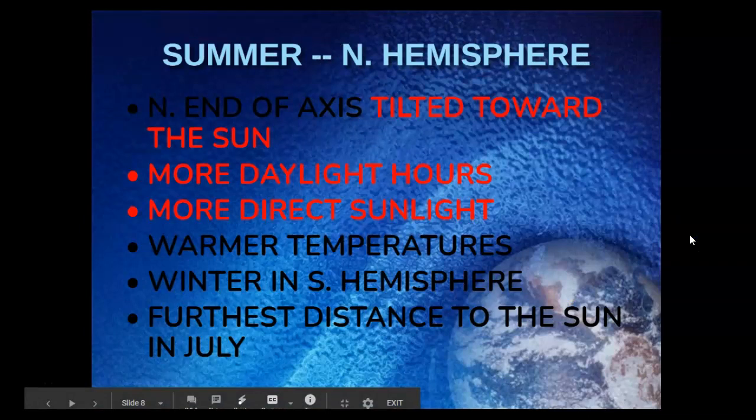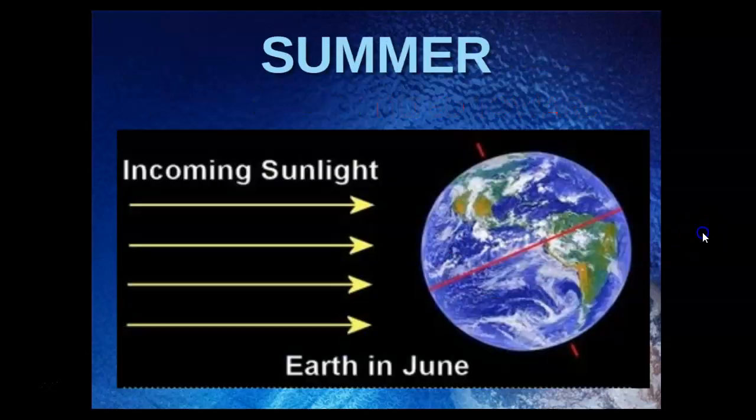Well, in summer, the north end of the axis is tilted towards the sun. Because of this, we end up with more daylight hours. Think about it. When it's summertime, you can stay outside a really long time because it doesn't get dark until like 8 o'clock. The north end is also getting more direct sunlight because it is tilted towards the sun, which results in warmer temperatures. Now, if we in the northern hemisphere are in summer, the southern hemisphere is in winter.